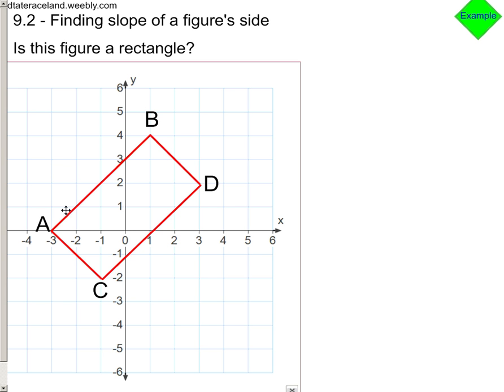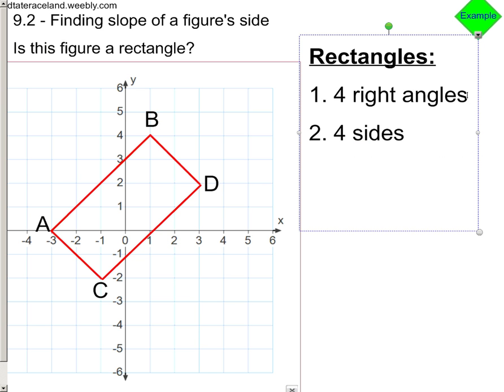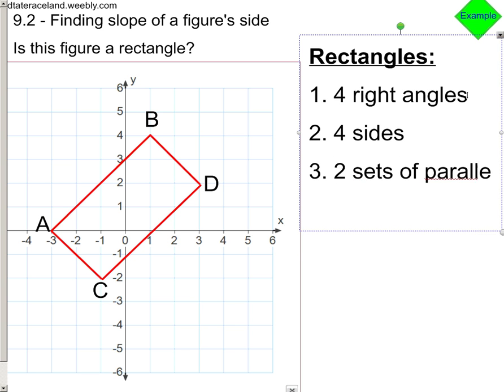We want to find out if this given figure is a rectangle. Now stop and think about what you know about rectangles. They've got 4 right angles. Also, it's got 4 sides. And there's all sorts of other things that we know. We also know that you have 2 sets of parallel sides.